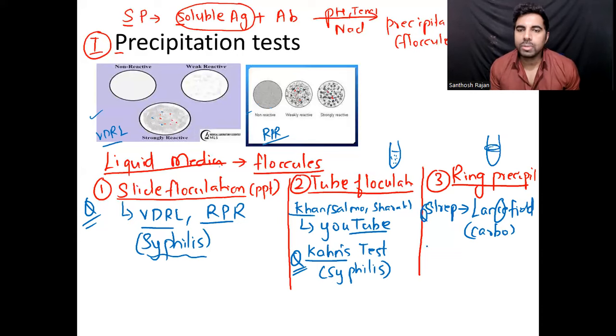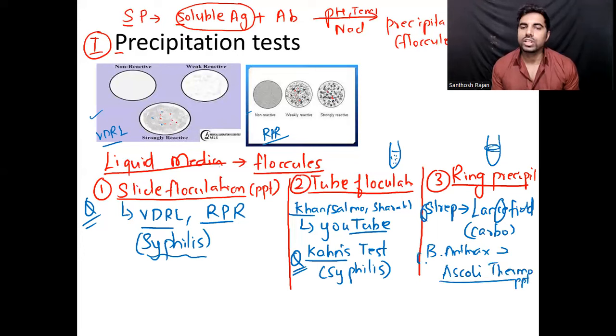And the other one, if you remember, in Bacillus anthracis, I told you, is the Ascoli thermoprecipitation. This is the way you remember, you never ever forget. Ascoli thermoprecipitation is also a ring precipitation test, which you see in Bacillus anthracis. So that's it. These are the examples of precipitation.